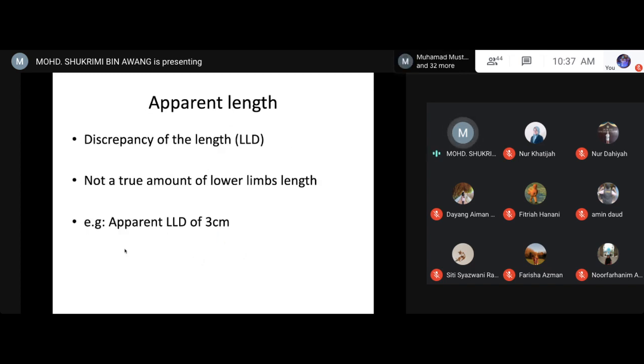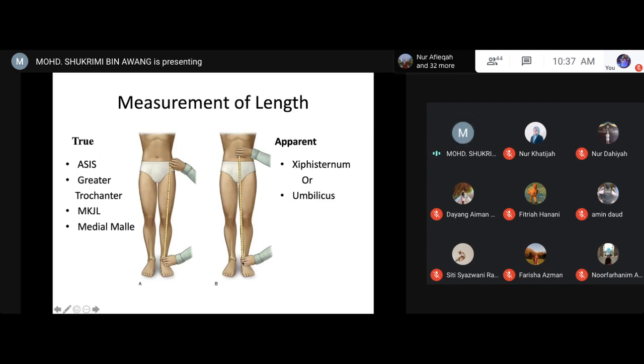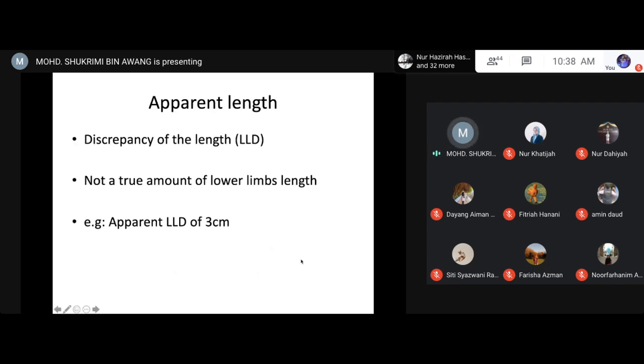Apparent length, we report as a discrepancy in lower limb length. It may not be the true amount of limb length discrepancy, or it can be true also. That's what we call apparent, and we report it as apparent length. We don't report, let's say, 120 centimeters from here to here. We just report the normal side compared to the abnormal side. We just want to know the discrepancy. Let's say this one is 120, and the affected side is 117. So we report an apparent length discrepancy of 3 centimeters.